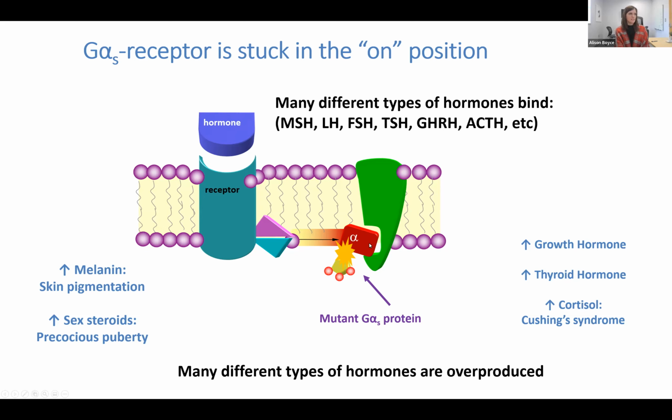So in the mutant state, this G-alpha-S normally has the job of turning the receptor off and on, and instead it's stuck in the on position. So essentially we have too much production of the different hormones that signal through the receptor. And which hormones are produced depends on which organ system the receptor is located in. So if the receptor is in the skin, we get too much melanin production, and that leads to skin pigmentation. Sex steroids signal through this receptor, so we can get precocious puberty if the receptor is in the sex organs. We can have too much growth hormone, too much thyroid hormone, etc.